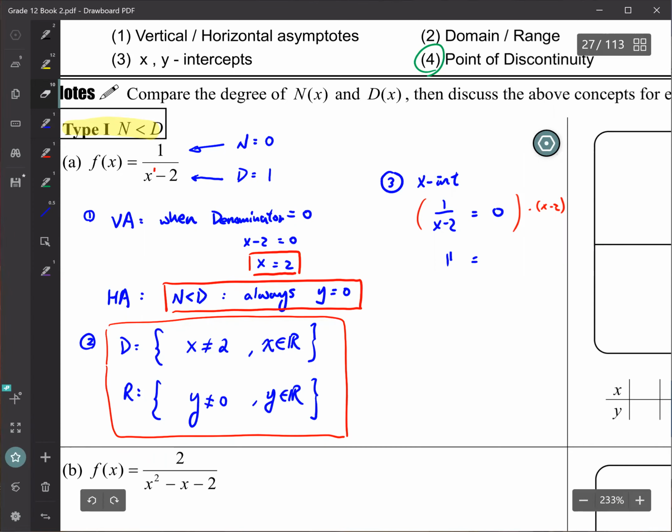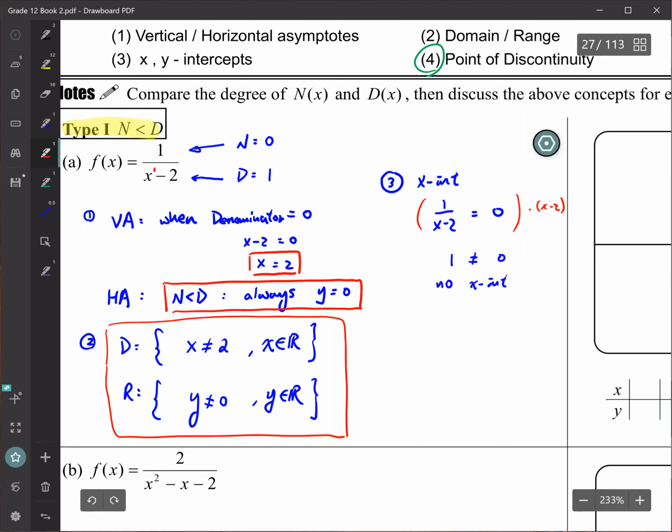Right? Left side will be 1. What about the right side? 0. 0, yeah, okay. Anything times 0 will be 0, right? When you times the left side, x minus 2 will cancel out, so you get 1. So as you can see now, there's no more x, right? And then you see 1 equal to 0. Does 1 equal to 0? It doesn't, right? So that means there's no x value that can make it equal to 0, okay? So this one, it has no x-intercept.